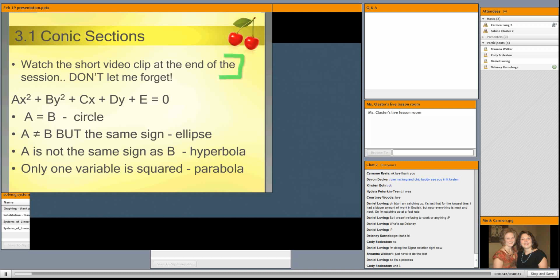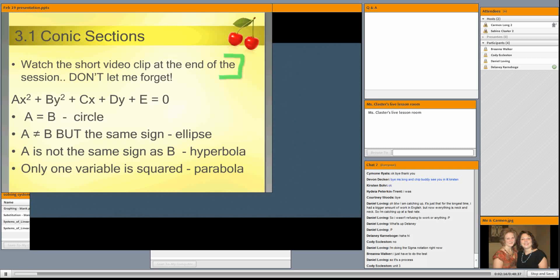It's kind of cool because it shows you a three-dimensional cutaway of ellipses, hyperbolas, and parabolas. In the video clip, they do it digitally and turn it so you can actually see what it is, and there's no way I could draw it. So I'm going to show you that video clip. Don't let me forget to share that link with you.